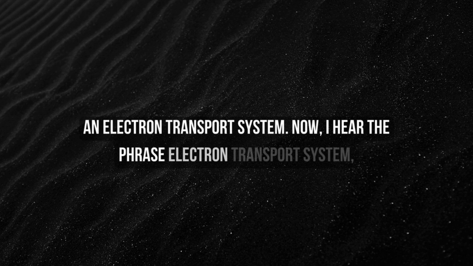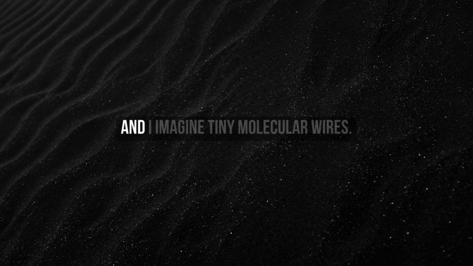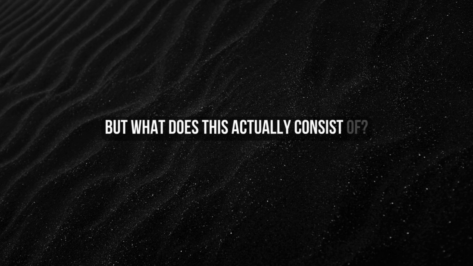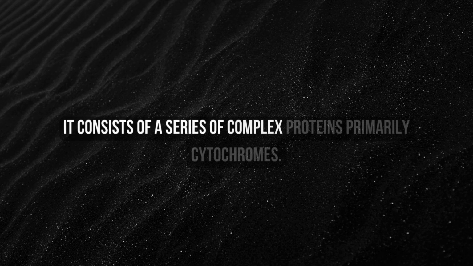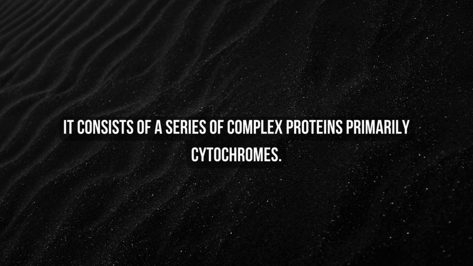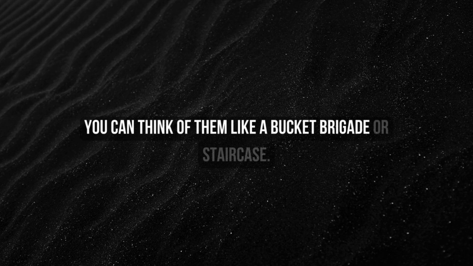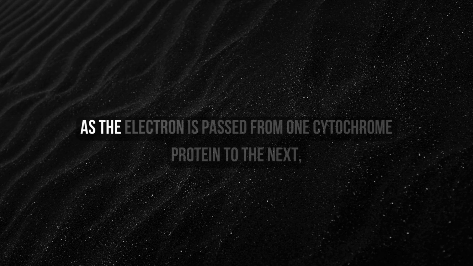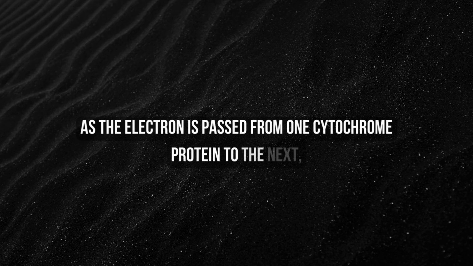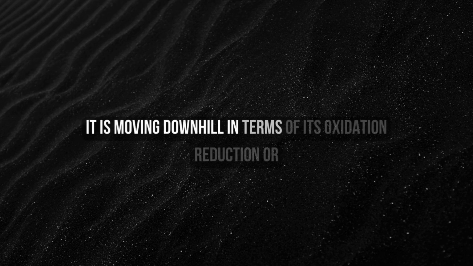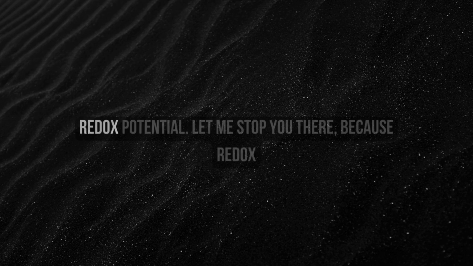Now, I hear the phrase electron transport system, and I imagine tiny molecular wires. But what does this actually consist of? It consists of a series of complex proteins, primarily cytochromes. You can think of them like a bucket brigade or staircase. As the electron is passed from one cytochrome protein to the next, it is moving downhill in terms of its oxidation reduction, or redox, potential.